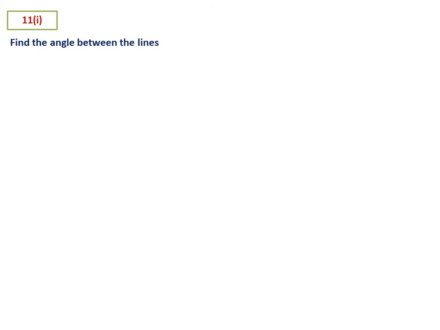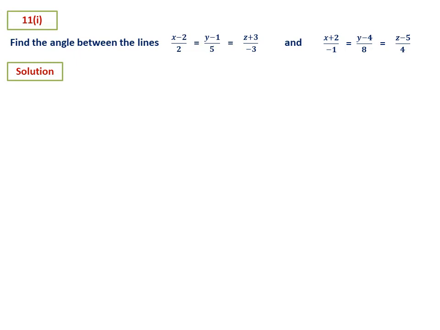11th question, first part. Find the angle between the lines (x minus 2) by 2 equal to (y minus 1) by 5 equal to (z plus 3) by minus 3, and (x plus 2) by minus 1 equal to (y minus 4) by 8 equal to (z minus 5) by 4. Here the equations are given in Cartesian form. Therefore, first we have to identify what is B1 and B2. So now L1 is given, write the equation of L1 and L2. The first one is (x minus 2) by 2 equal to (y minus 1) by 5 equal to (z plus 3) by minus 3. L2: (x plus 2) by minus 1, (y minus 4) by 8 and (z minus 5) by 4.